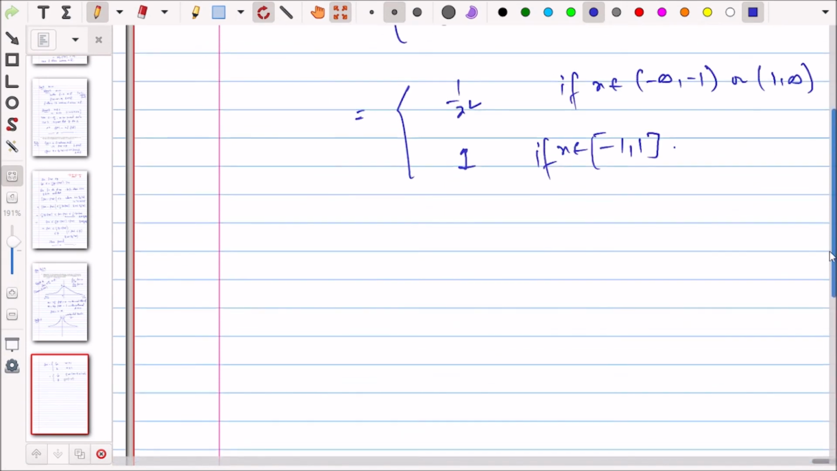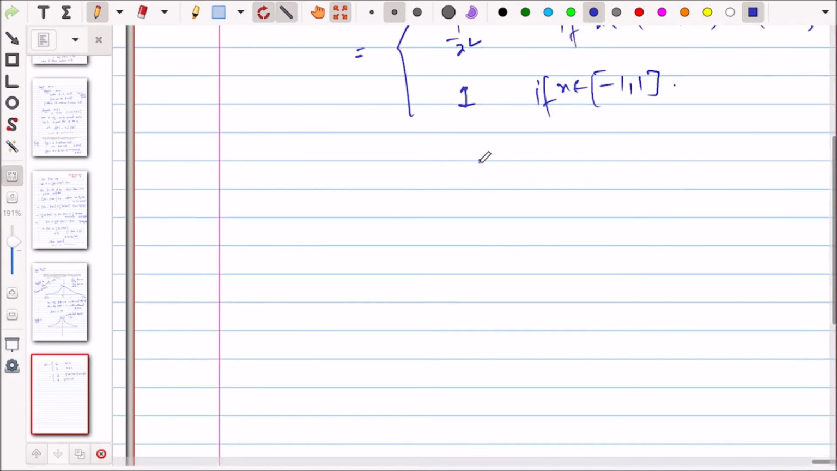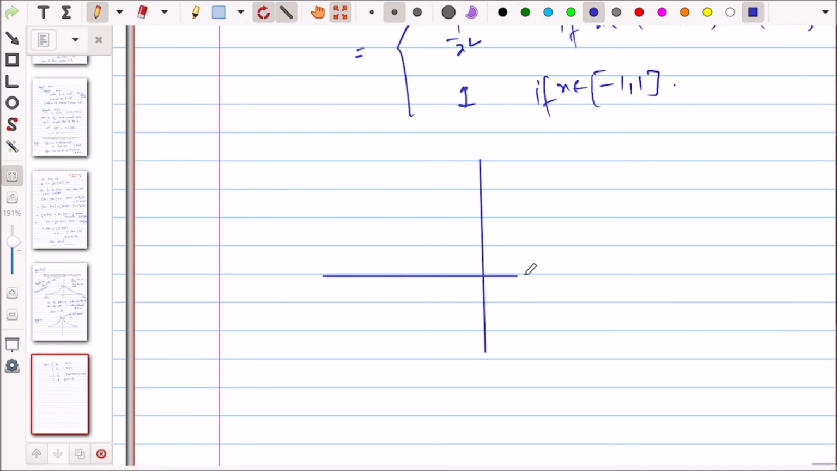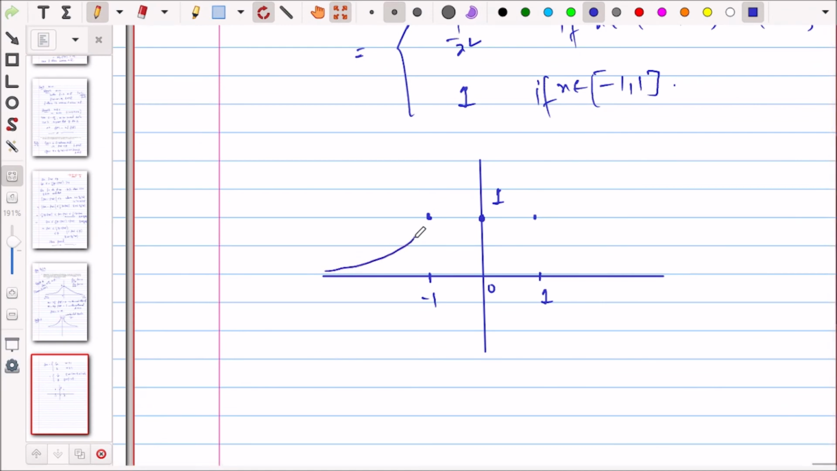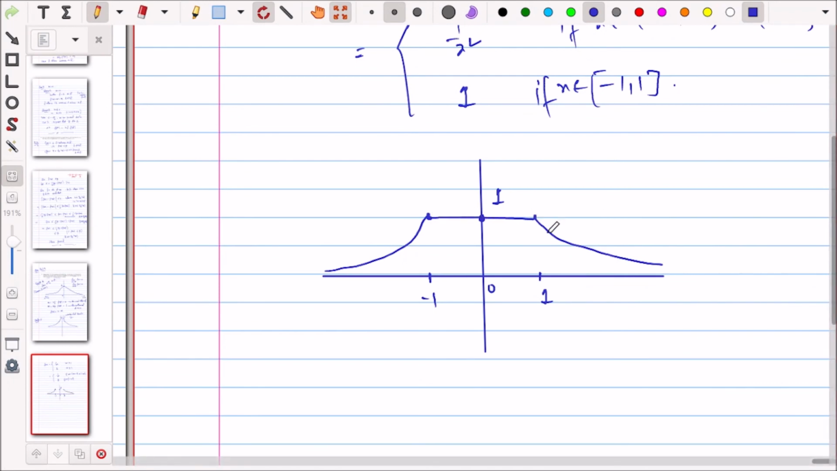If you look at the graph of this function, it will be like this. Suppose this is -1, this is 1, this is 0, and this is 1. The function will come like this and go like this. This is the portion of 1 by x square. Here it is constant, and continuous also.